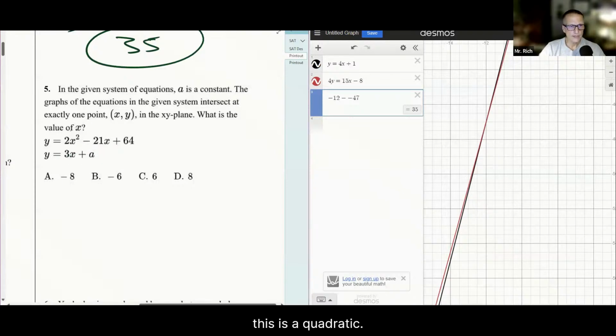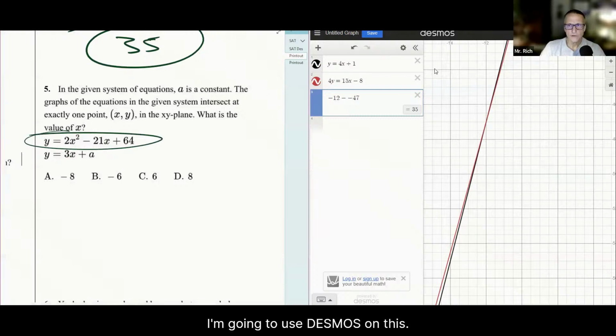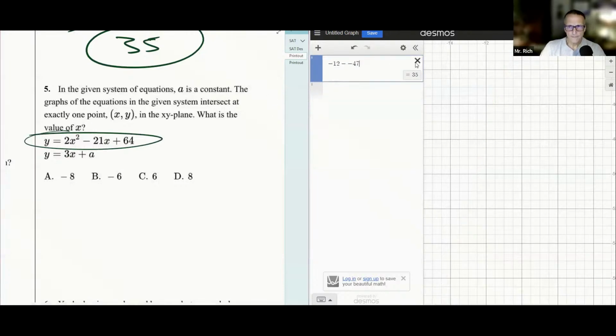Man, this is a quadratic. Okay, so here's what we're going to do. I'm going to use Desmos on this. I'm going to graph the parabola y equals 2x squared minus 21x.